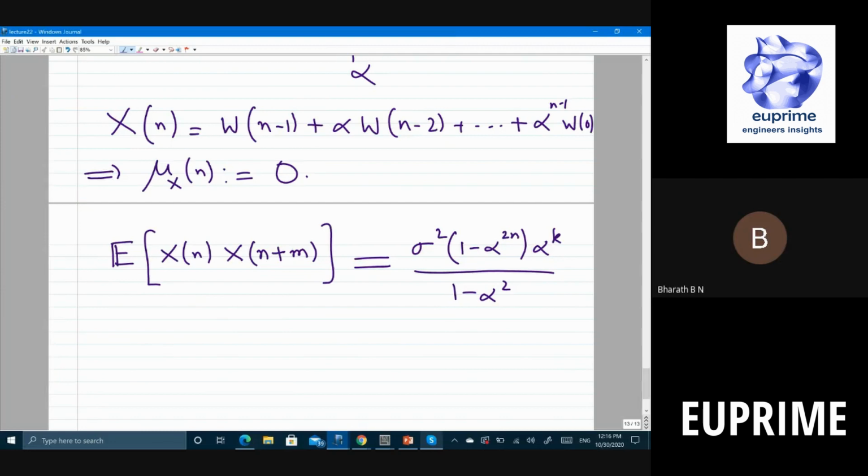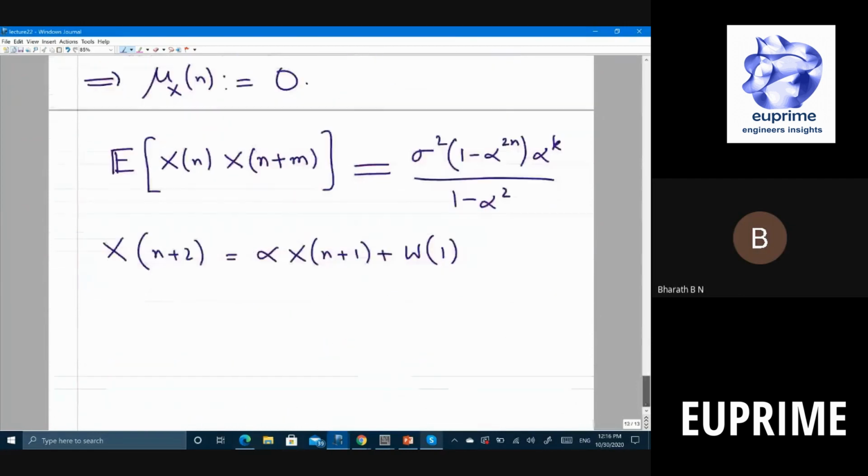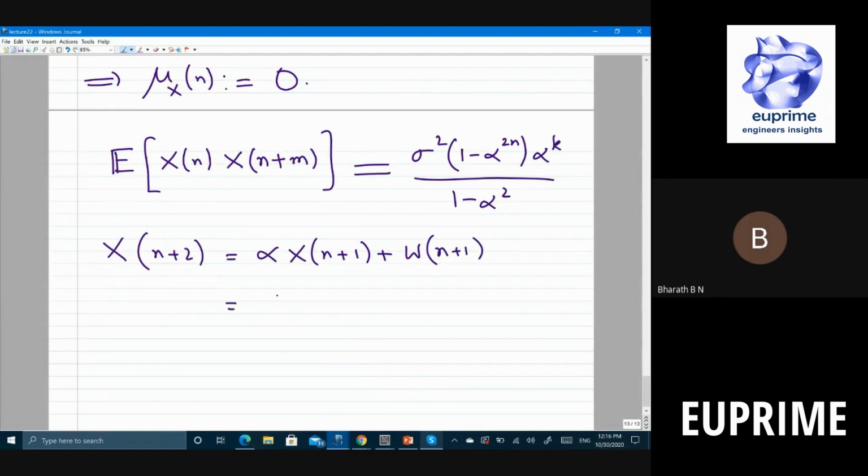See, x of n plus m, I can write it in terms of x of n, right? Do you agree? Let's look at this as x of n plus 2. This is alpha into x of n plus 1 plus w of n plus 1, right? That's the notation that I have used. But this is equal to alpha into alpha x of n plus alpha into w of n plus w of n plus 1. Okay, so now x of n times x of n plus 2 would be what?